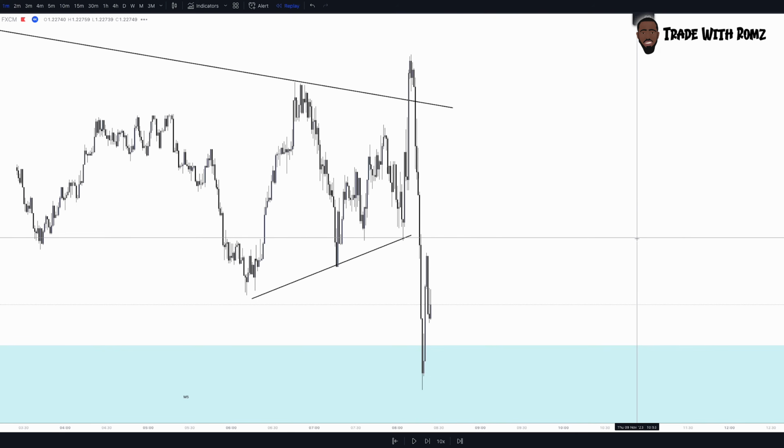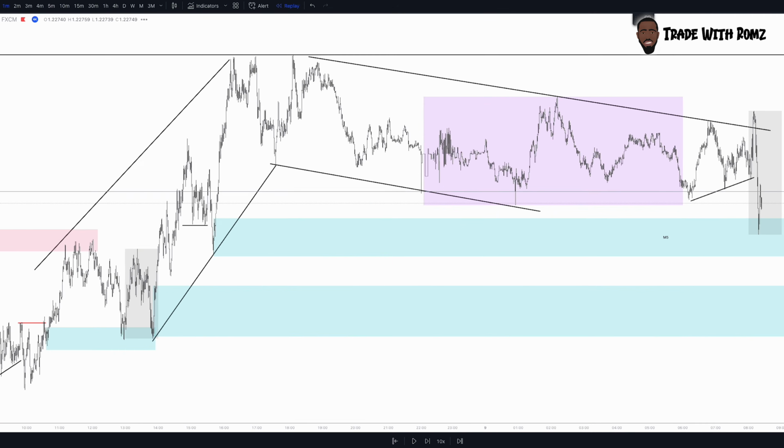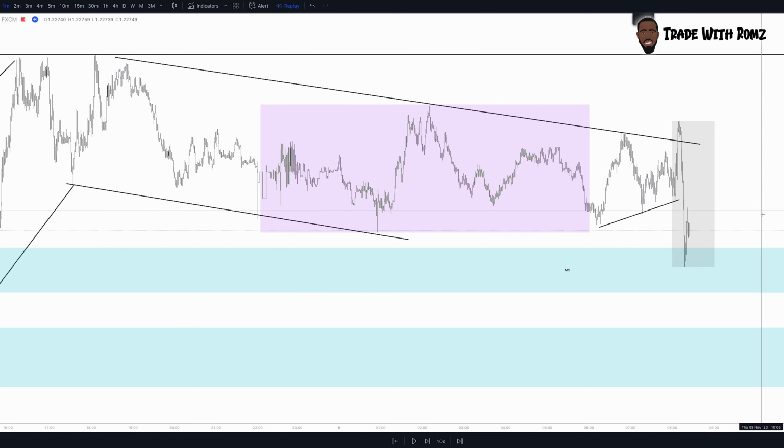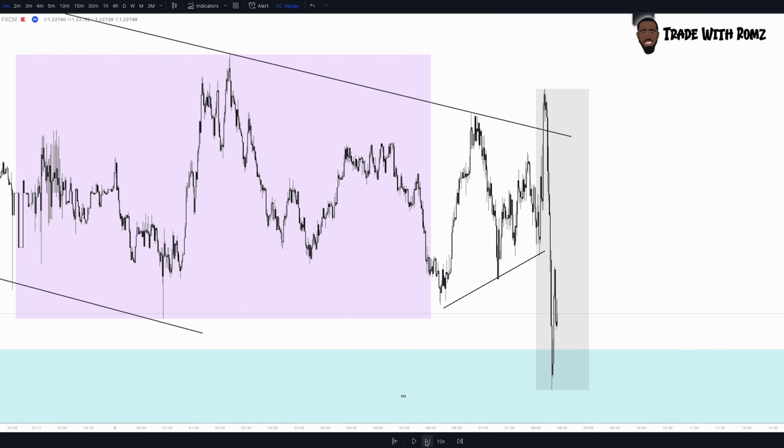So go down to the 1 minute. Let's see the price action a bit more. So you can see it mitigates there, and let's see how it plays out.